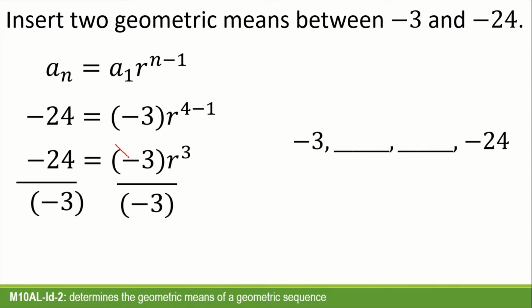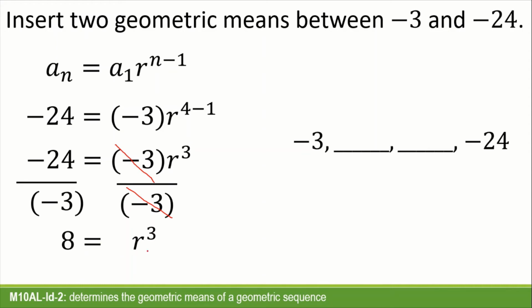So, negative 3 r cubed divided by negative 3. So, this is equal to 1. So, cancel out na lang natin. So, may iwan na lang ang r cubed. And then, negative 24 sa left side naman of the equation, negative 24 divided by negative 3 is equal to positive 8. So, ang naiwan na lang sa atin ay 8 equals r cubed.